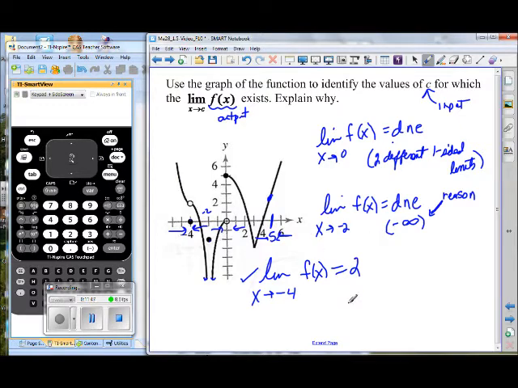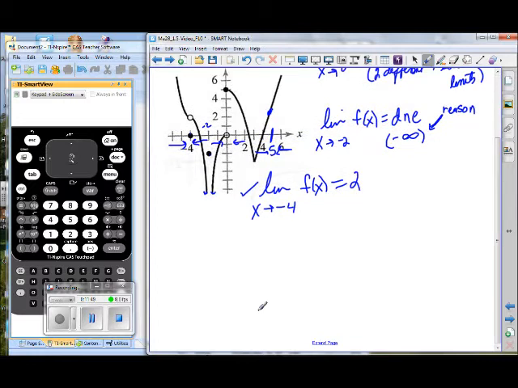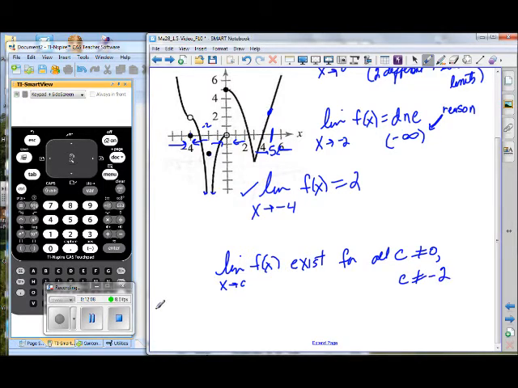So we would have to say this: the limit as x approaches c of f of x exists for all c not equal to 0 or not equal to negative 2. And that would be our answer then. Okay, continue to take a look at that, and we're going to go on then.